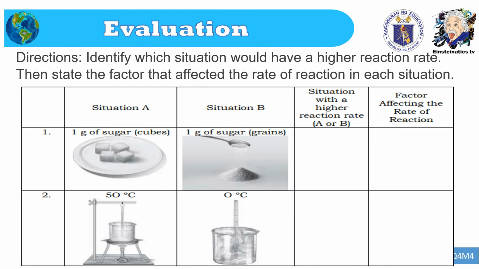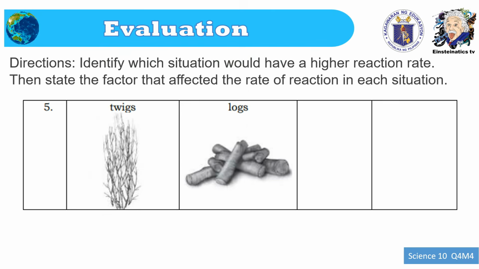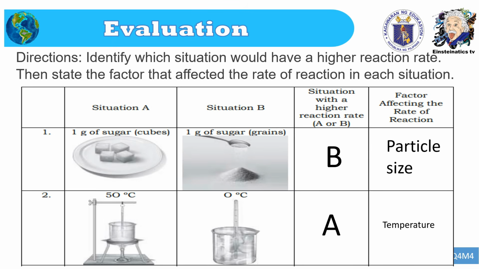So good luck. For third one, enzyme added, and fourth one is low number of particles equals few collisions. And for the last one, between twigs and logs. So here are the correct responses. Between sugar cubes and sugar grains, correct answer is letter B. So what affects is yung particle size.